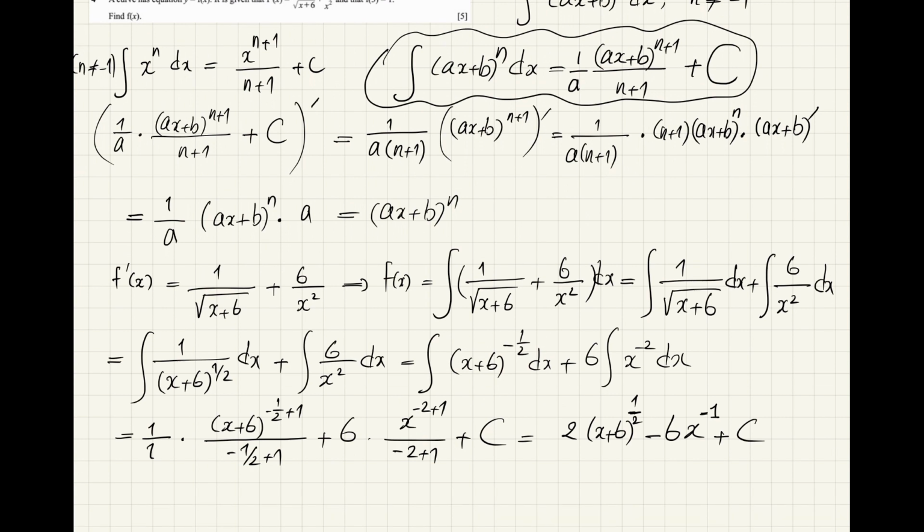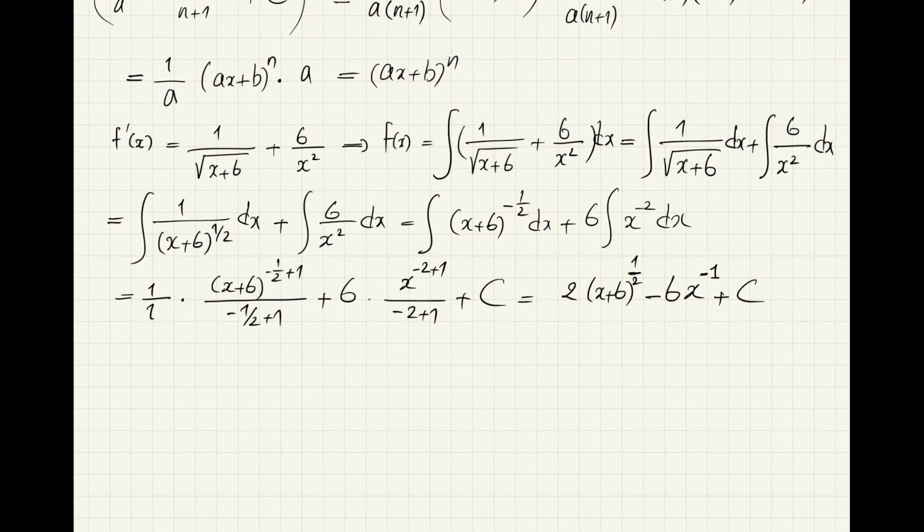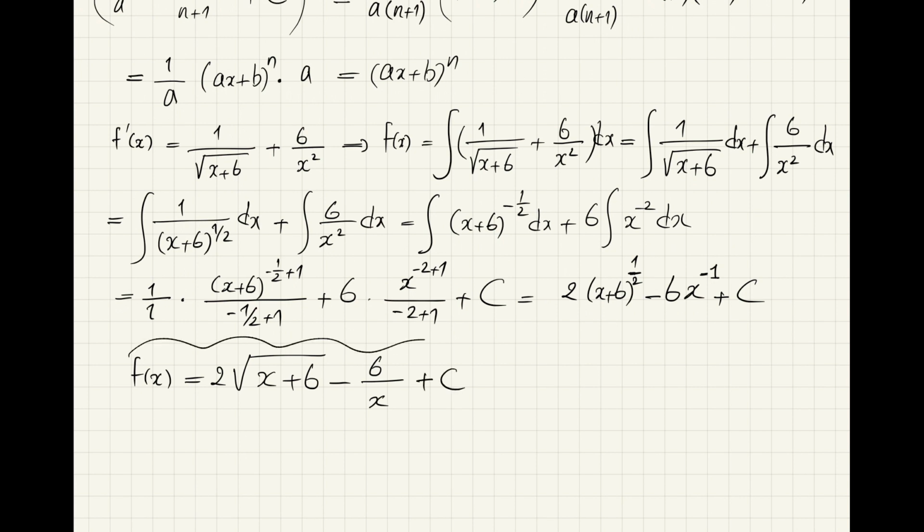Okay? Finally, I will write this in a more familiar way. What do I mean by familiar way? So here I would write f of x is equal to, instead of writing this fraction power, I use the square root symbol. So this becomes 2 times the square root of x plus 6. And then the next one becomes 6 over x to the power of positive 1. And then I have this c. So finally, this is the general form of the function that I was looking for.